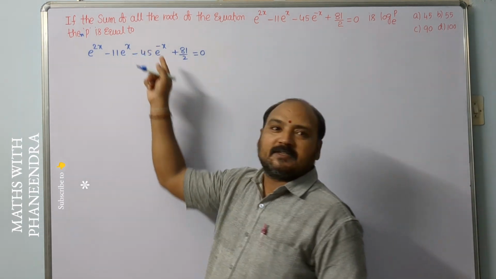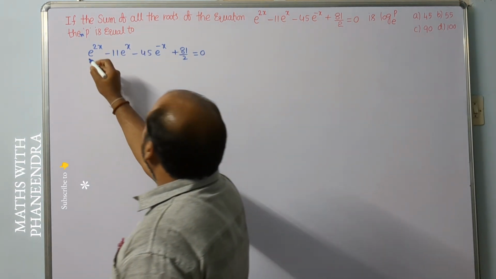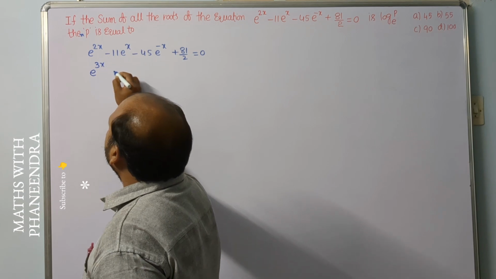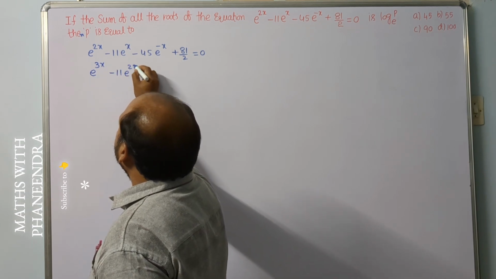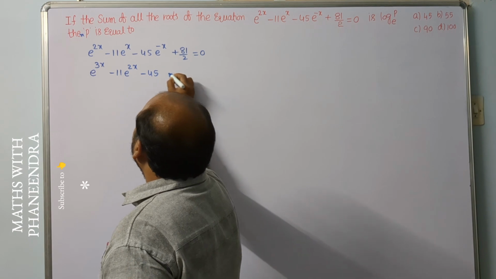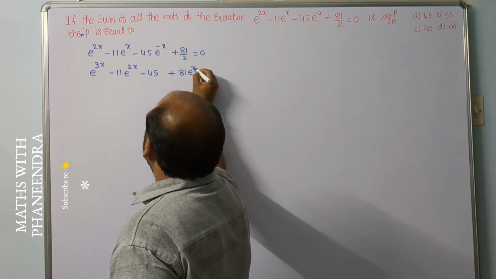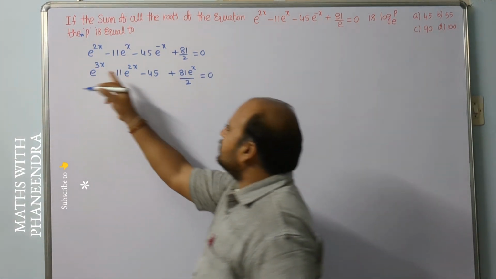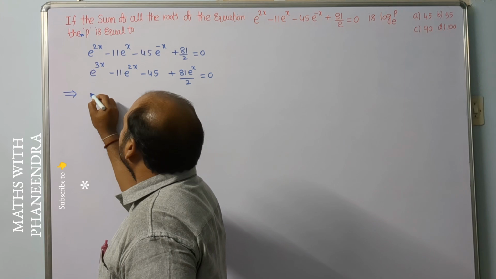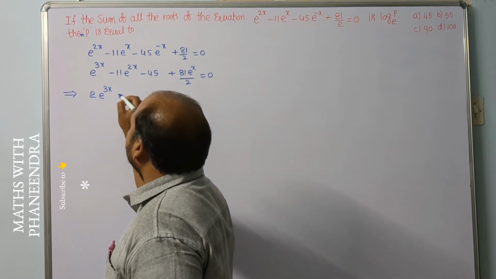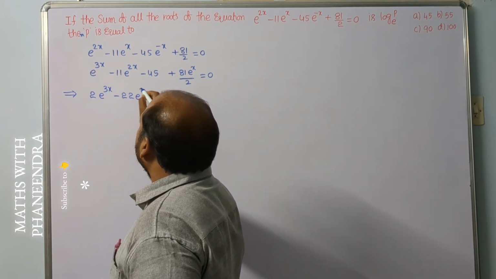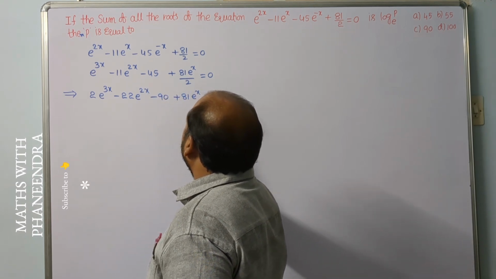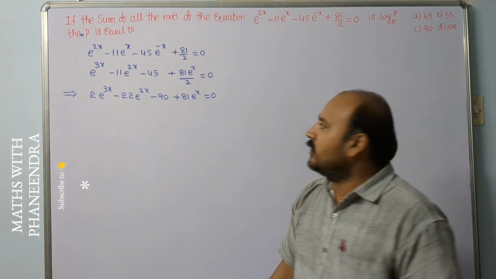Why? Because here e power minus x is there, no? I want to cancel it. So, each and every term, both sides multiplying by e power x. So, e power 3x minus 11 into e power 2x minus 45 plus 81 e power x by 2 is equal to 0. So now take LCM and simplify. You will get 2 e power 3x minus 22 e power 2x minus 90 plus 81 e power x equal to 0.